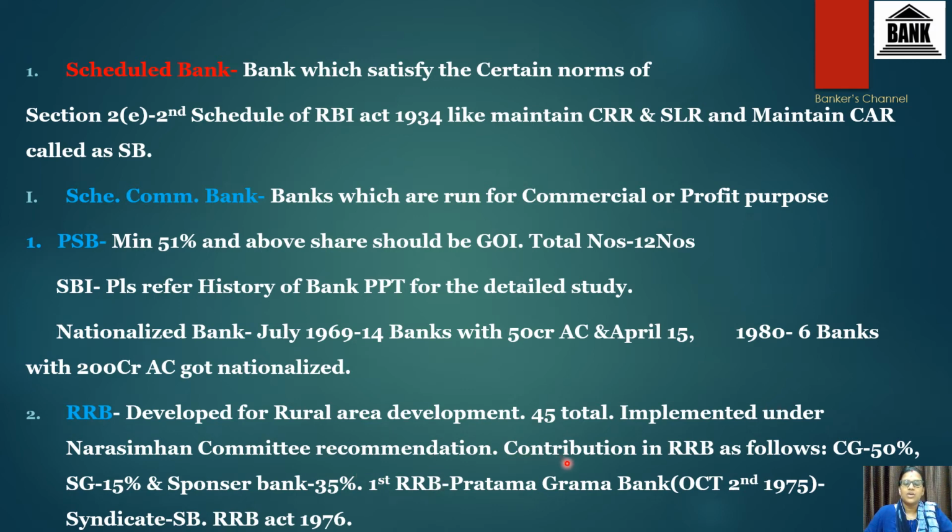The contribution for an RRB is: the state government used to have 15%, the sponsor bank 35%, and the balance falls under the central government. The first RRB which was implemented is Prathama Grama Bank. In this Prathama Grama Bank, the sponsor bank is Syndicate Bank, and it was implemented under the RRB Act 1976.